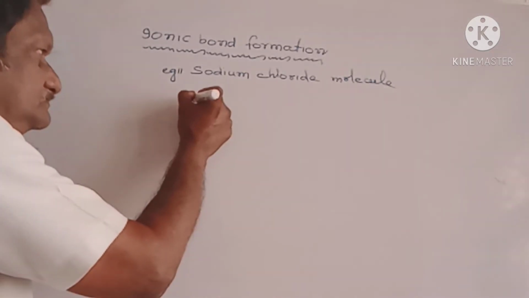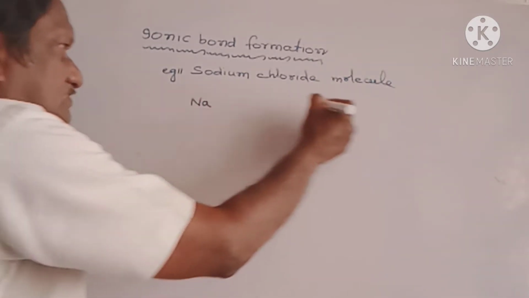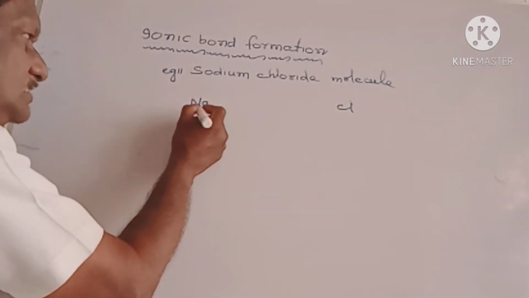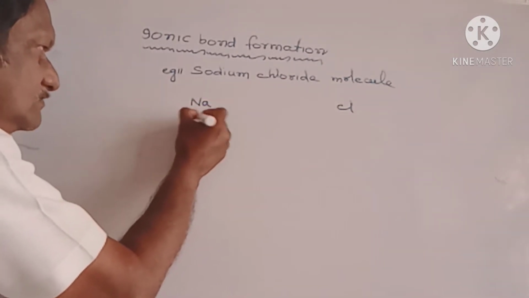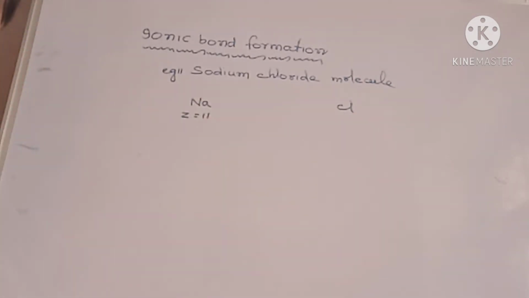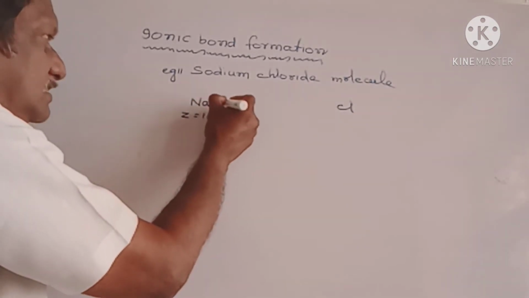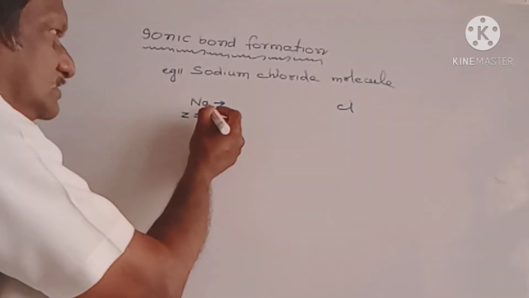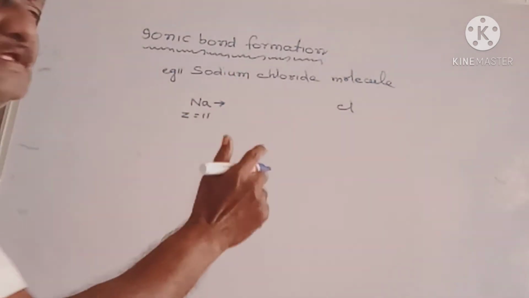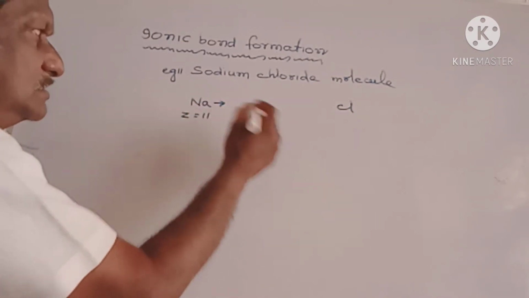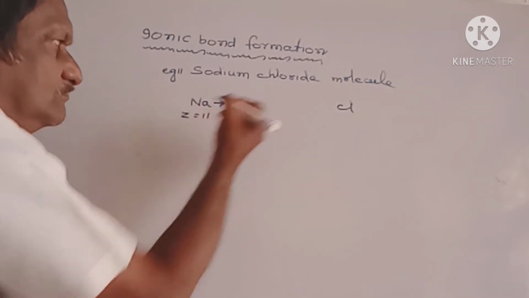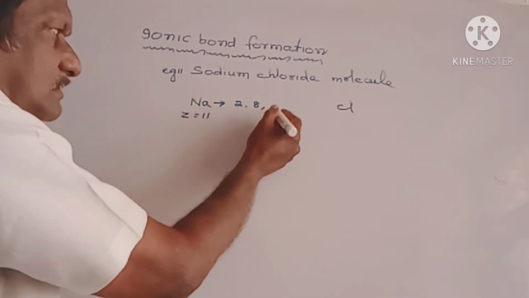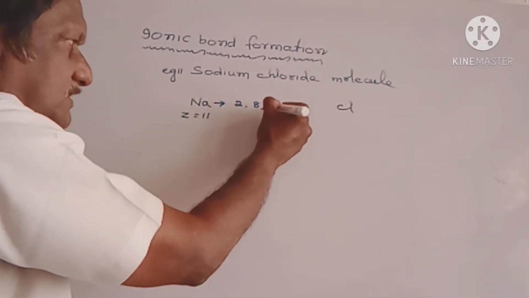Sodium atom, then chlorine atom. Sodium atom, atomic number 11. Then its electronic configuration will be observed. When we observe the sodium atom's electronic configuration, in the first orbit 2 electrons are present, in the second orbit 8 electrons are present, and in the third, last orbit only 1 electron is present.